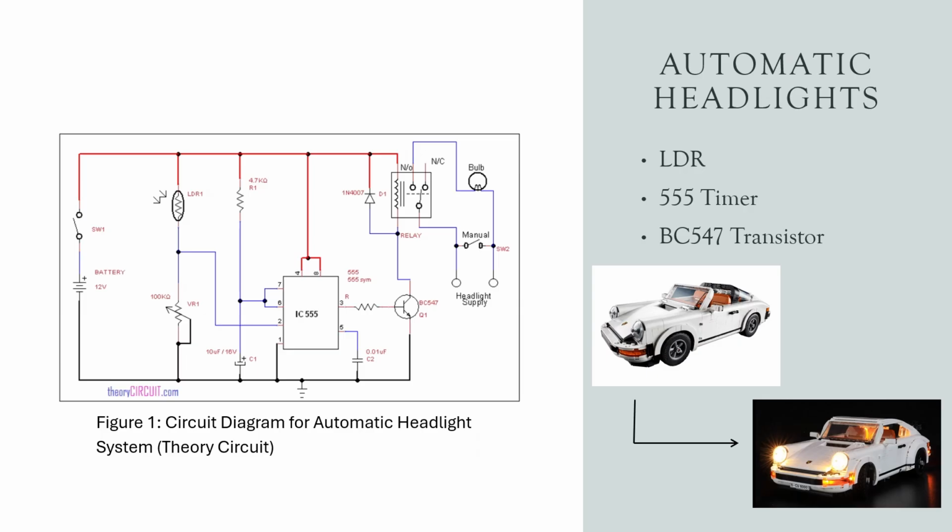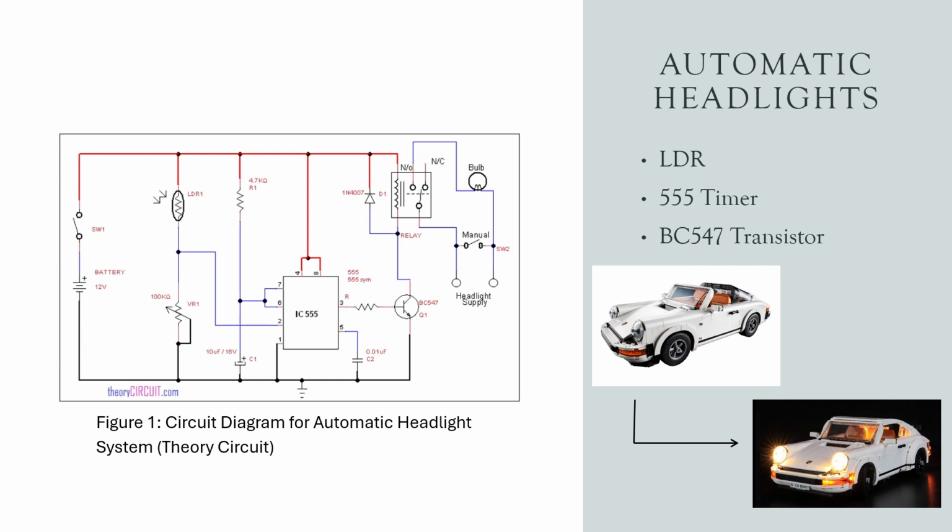This project is actually going to have three different circuits that will be working together as one system. Here's Figure 1 down here that shows the circuit diagram for the automatic headlight system. The circuit works because it automatically turns on vehicles' headlights when the light falls below a certain threshold.